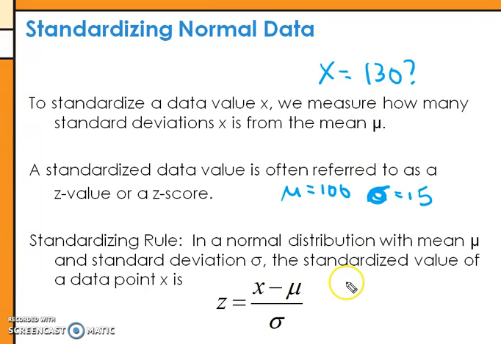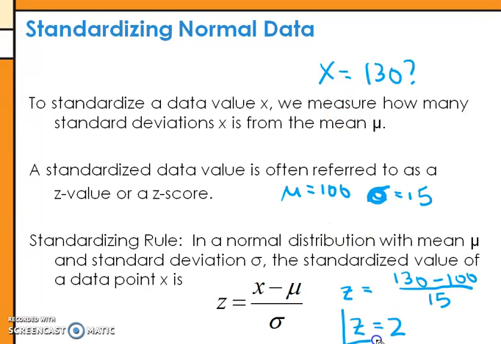To turn it into a z-score, I do z is how I did minus the mean. So I'm saying how far off of the mean was I. So it looks like I was 30 above the mean, and then divide by 15, so how many standard deviations is that? And so I turn my data point into a z-score.